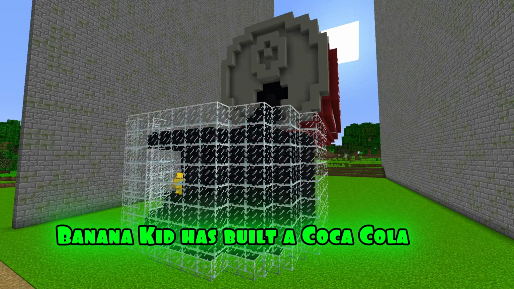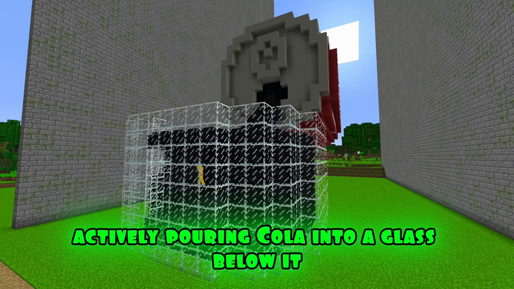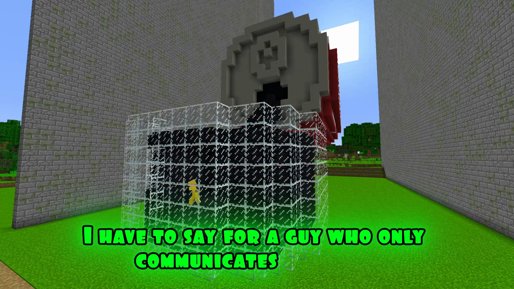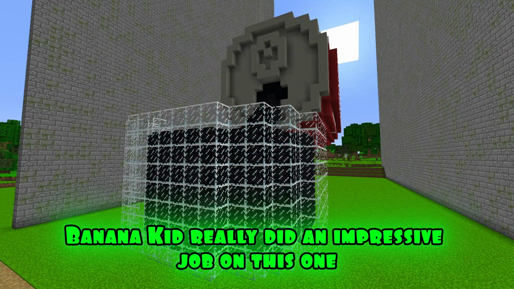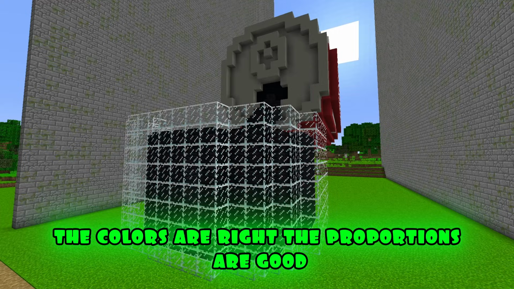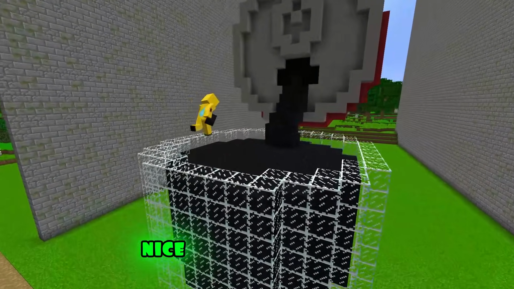Banana Kid has built a Coca Cola can on its side, actively pouring cola into a glass below it. I have to say, for a guy who only communicates in sounds, Banana Kid really did an impressive job on this one. The colors are right, the proportions are good, the design details are there, and the pouring effect is creative. Nice work, Banana Kid!